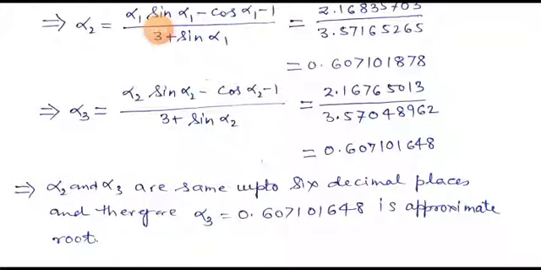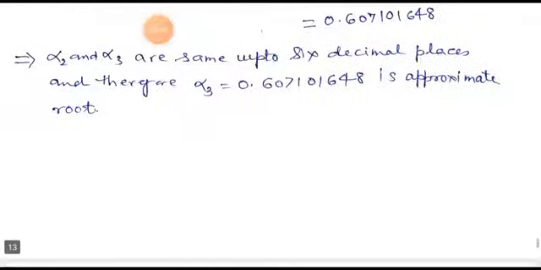So alpha 2 and alpha 3 are the same up to 6 decimal places, and this alpha 3 is approximately the root.